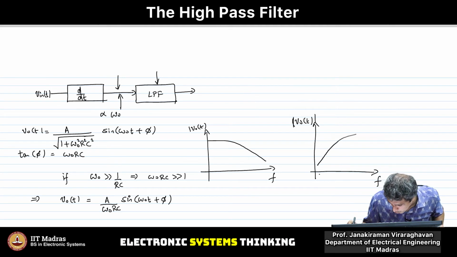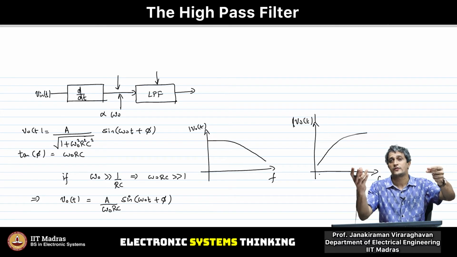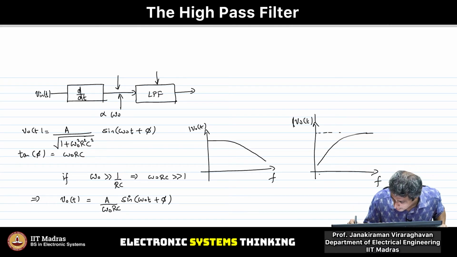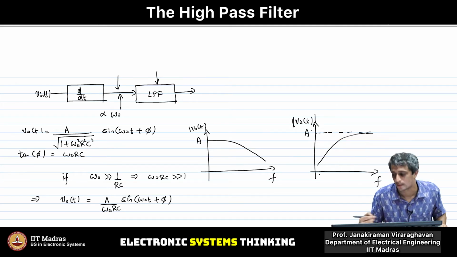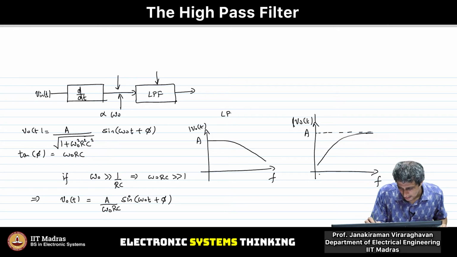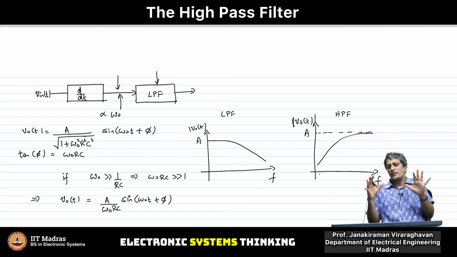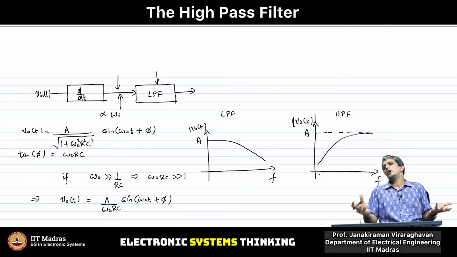But as you go to higher frequencies, the input is getting scaled by omega naught, the low pass filter is trying to kill it by omega naught, and therefore it will come back. So this amplitude here, if this is A, it will come back to A here. This is the low pass filter, and this is my high pass filter. So these two are behaving in a very similar manner, but they are operating on different inputs, and therefore you see a different behavior.